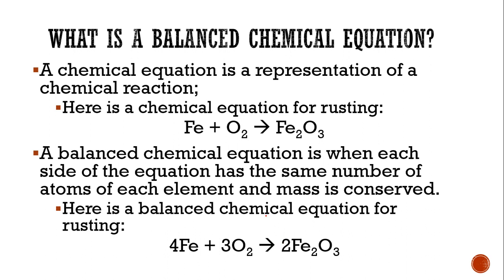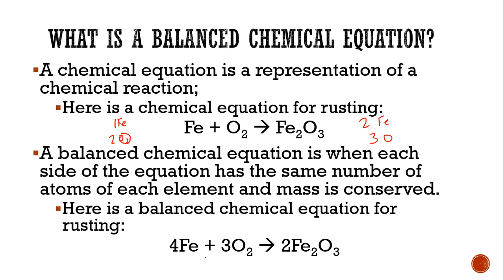That's because if we look up at the regular equation, I have 1 iron on the left and 2 oxygens. Over here, I have 2 iron and 3 oxygen. So notice my iron don't match up and my oxygen don't match up. And so it's considered unbalanced.